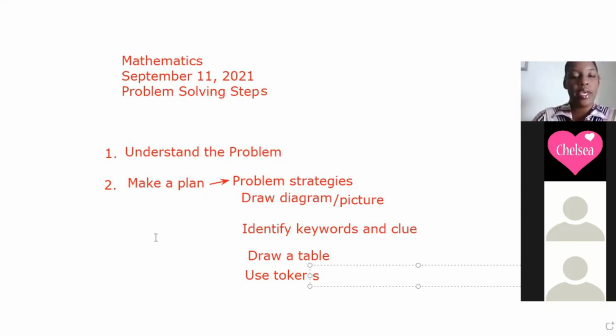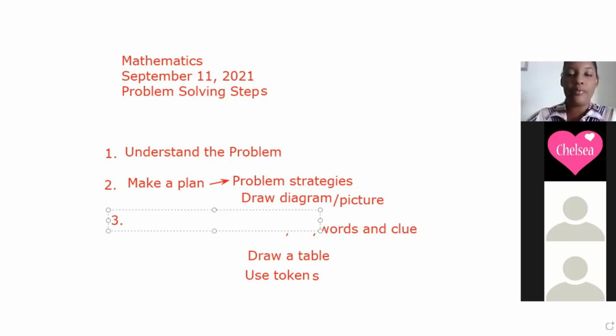And then we carry out that plan. It's important for us to carry out that plan, because if you make a plan and you carry it out, then it's only fair that you're going to understand what you're doing. If you make a plan and you don't carry out the plan, you're not going to be able to see the same results if you didn't carry out that plan. So that's the third step, carry out the plan. Carry out the plan that we made.